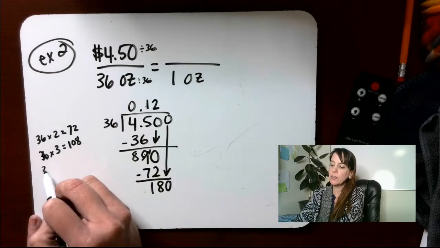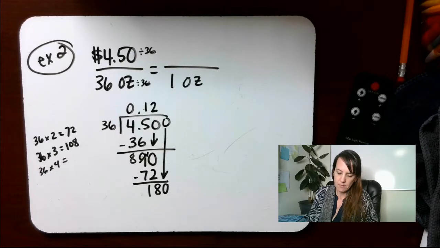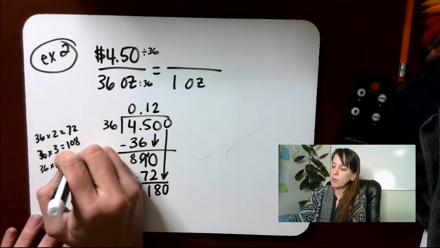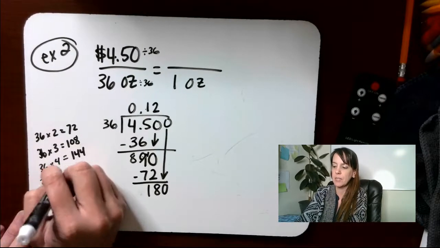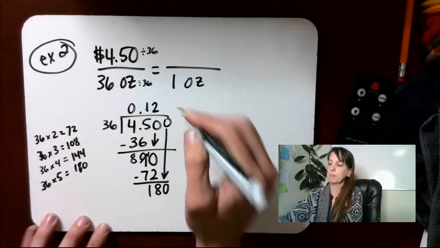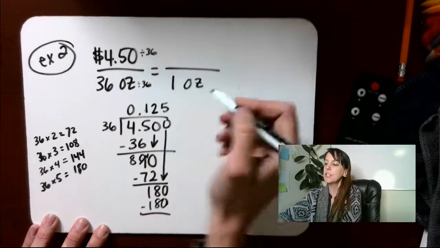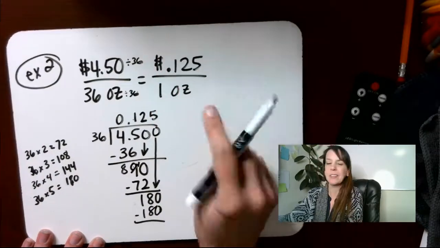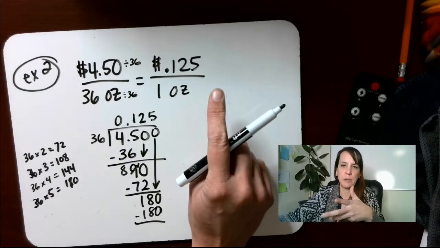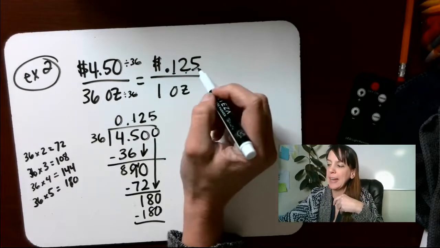180. Well, let's try 36 times 4 and see what we get there. 144, and then 36 times 5 gives me 180. So 36 times 5 is 180. So we're going to put a 5 over here. It's 180 with no remaining. So when we come back up here, that's 0.125. So this is kind of weird because we're talking about change, right? So it's 12 cents and a half. So it's 12 and a half cents.